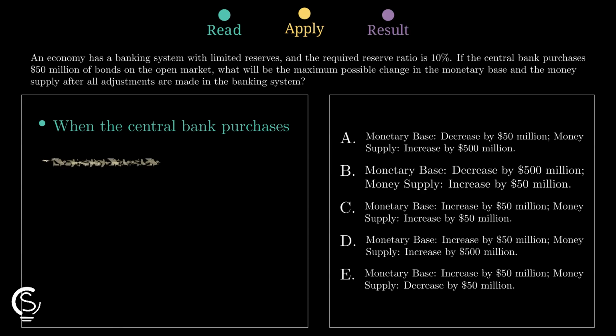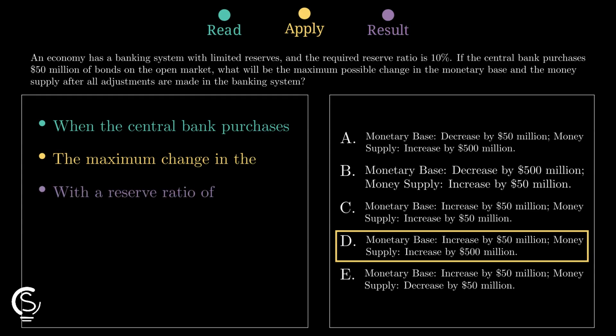Multiply 50 million by 10 to get a $500 million increase. This confirms that the money supply expands significantly through the lending process.